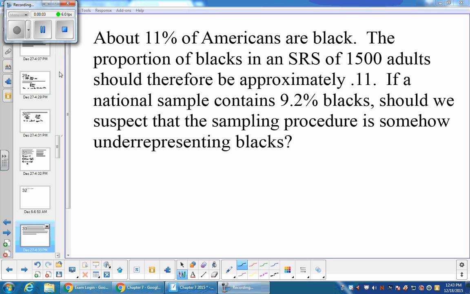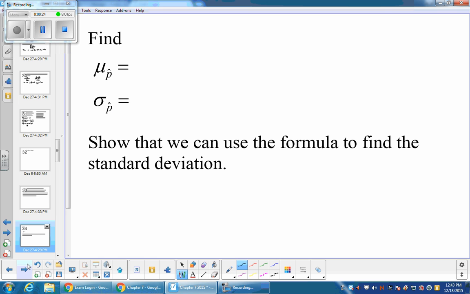All right, here's another example of something pretty similar. This one says about 11% of Americans are black. The proportion of blacks in an SRS of 1,500 adults should therefore be approximately 0.11. If a national sample contained 9.2% blacks, should we suspect that the sampling procedure is somehow underrepresenting the black culture? So now the mean of p hat should be p, which in this case is 0.11.